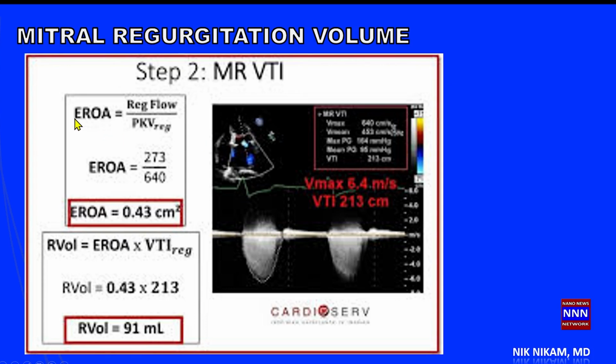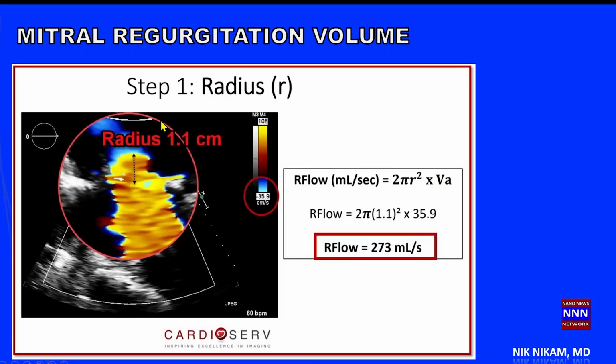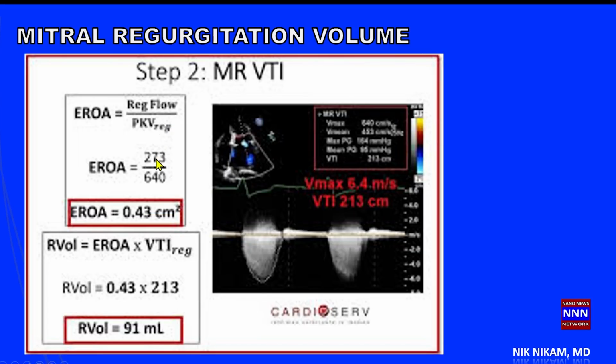Easy. We calculate the effective regurgitant orifice area by taking the flow, which was in the previous slide, like 273 ml, then we take the peak velocity, which is like 640 centimeters. So you get a regurgitant area of 0.43 centimeters square. So that's a fairly good size leak across the mitral valve. From there, you know the area, then you know the velocity. By this, you can calculate the regurgitant volume, which is 91 ml.